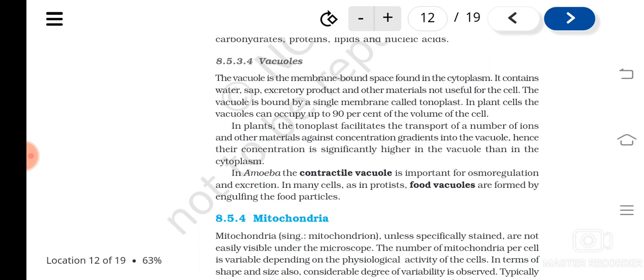Vacuoles are membrane bound spaces. In plants they are big and large, and their function is to store various materials. They help in the transport of ions and other materials against the concentration gradient, meaning from lower concentration to higher concentration into the vacuole. So this is the reason why vacuoles have more concentration. Concentration will be high in the vacuole than in the cytoplasm.